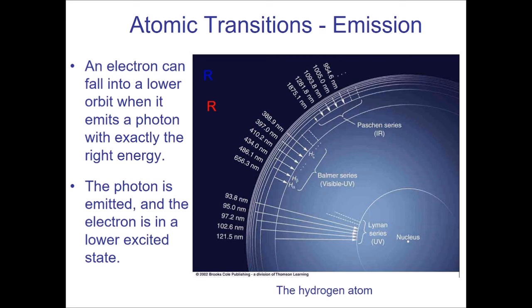But when it does come down, it has to release photons. It has to give up energy to go back down to lower levels. And we call this process emission. It's the complete opposite. If you go up, it's absorption. If you go down, it's emission. And this picture shows us what hydrogen is like. This is all showing us wavelengths going down. But guess what? If you go up, it's the same wavelengths.